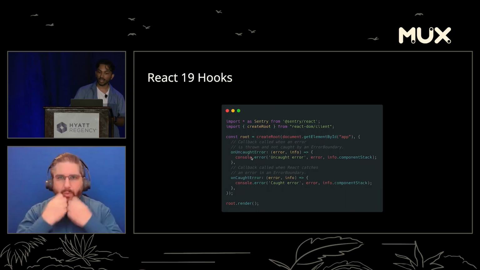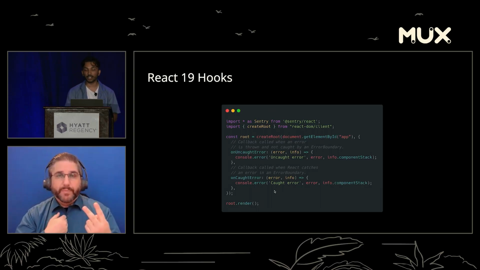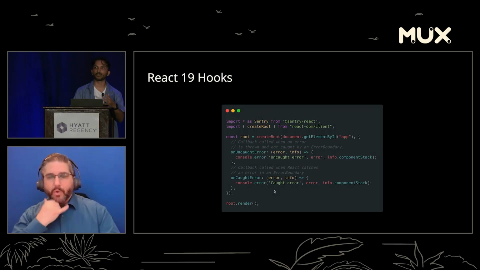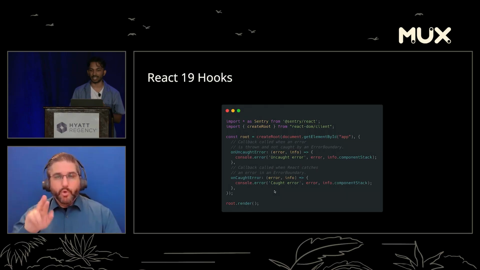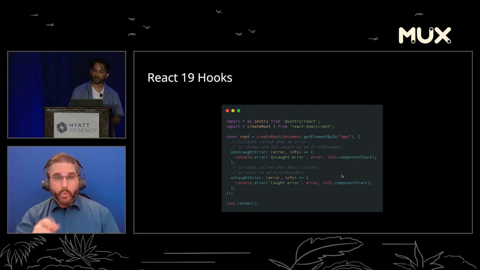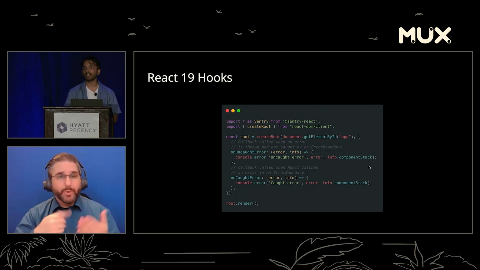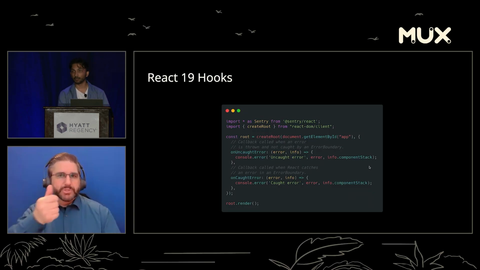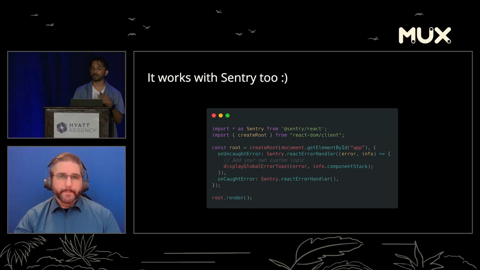So there's two, onUncaughtError and onCaughtError. This joins onRecoverableError as these three hooks for accounting for errors in React. You can define your own handlers, do whatever you want with the component stack, log it out to an external service, or parse it and use it yourself. Super useful. And of course, this works with Sentry too.